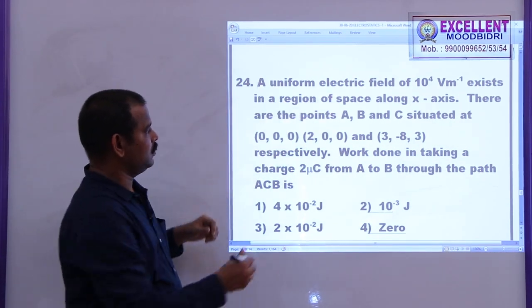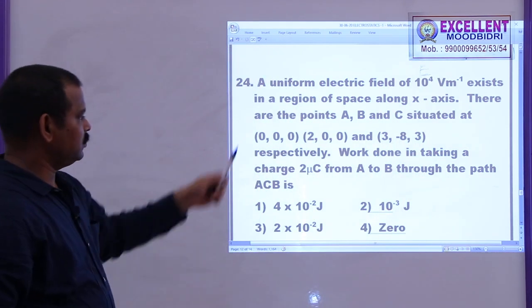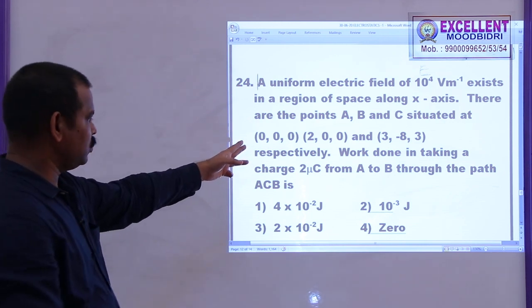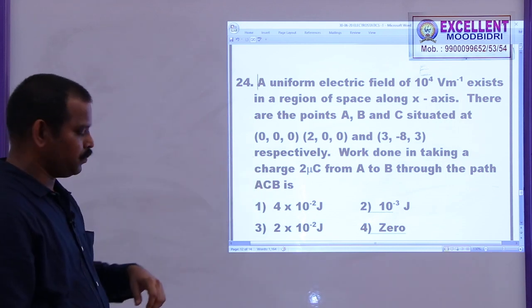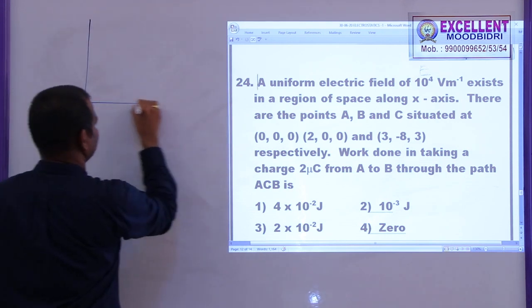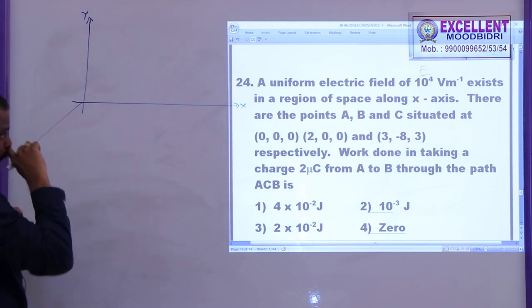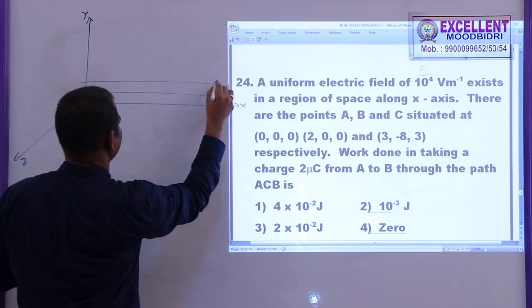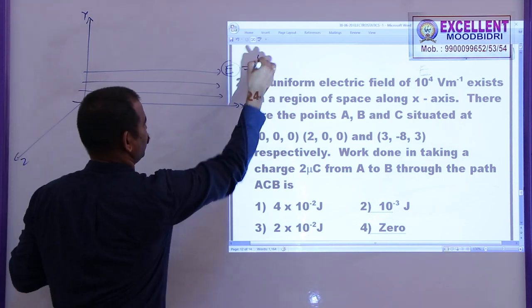Question 24. A uniform electric field E equal to 10 power 4 exists in a region of space along the x-axis. There are points A, B, C situated at 0, 0, 0, 2, 0, 0 and 3, minus 8, 3 respectively. Find the work done in taking the charge from A to B through the path A, C, B. So now let me draw the diagram here. This is the x-axis, this is the y-axis and this is the z-axis. Now the electric field exists along the x-axis. So the field is along the x-axis like this. This is the electric field E, which is given as 10 power 4 volt per meter.